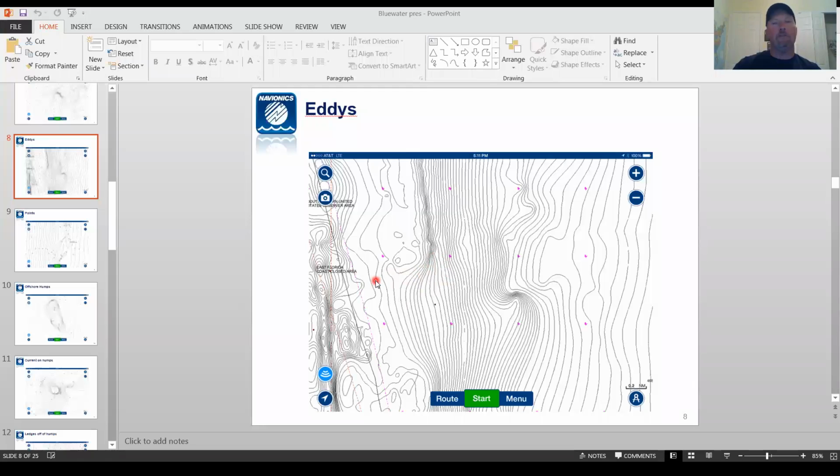Not saying there's never fish in slack water, but they're not generally as active as a fish that's got a little bit of current and a little bit of water movement.